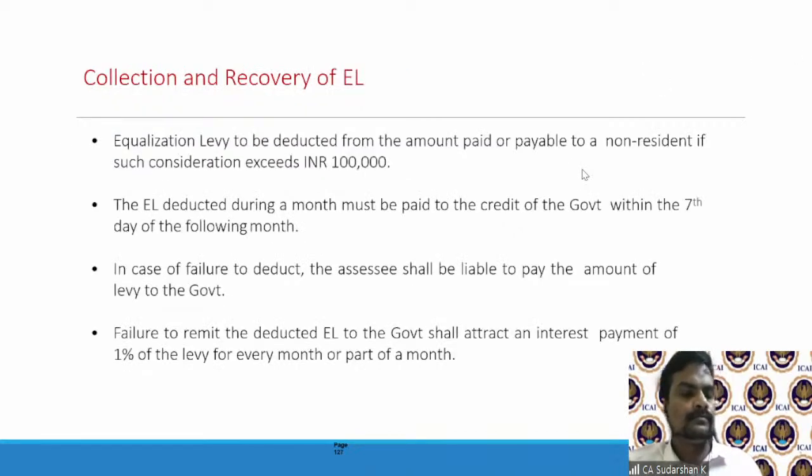Now, you need to keep in mind that, as I already mentioned to you, equalization levy should be deducted from the amount paid, and just like how your TDS works, you need to deposit the equalization levy within so and so date. What if I don't remit the equalization levy? If you don't remit the equalization levy as a deductor, there is a problem because you will have to pay an interest, similar to your TDS section 201, so you would have to make a payment.